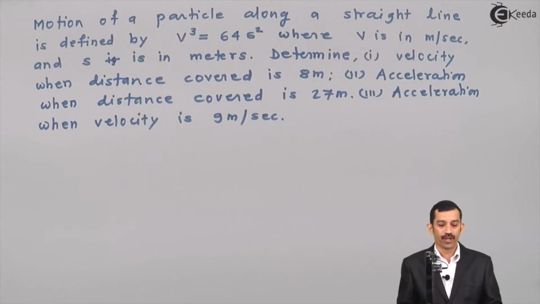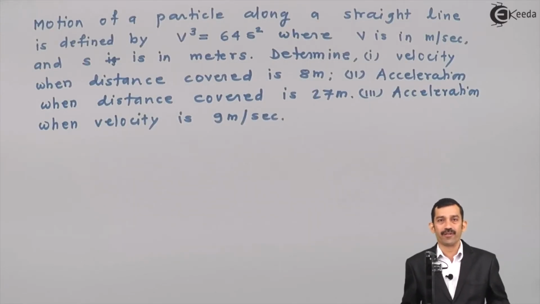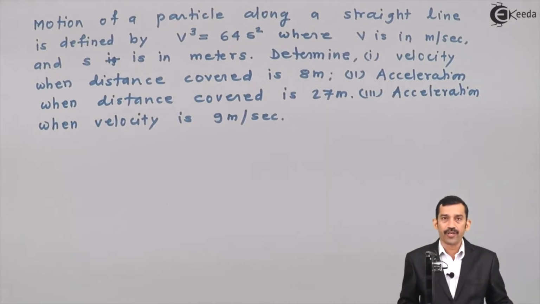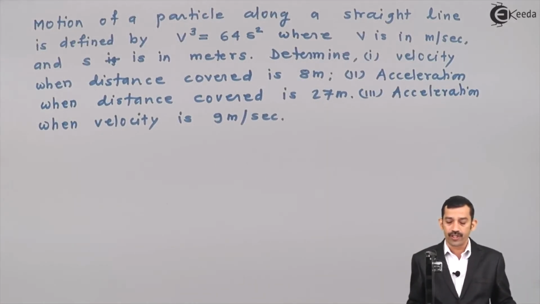Hi friends, we'll solve a problem on motion with variable acceleration. See what is given in the problem. Motion of a particle along a straight line is defined by v cube equal to 64 s square, where v is in meters per second and s is in meters.